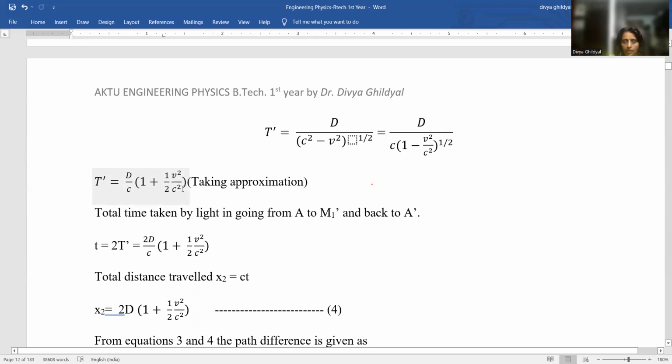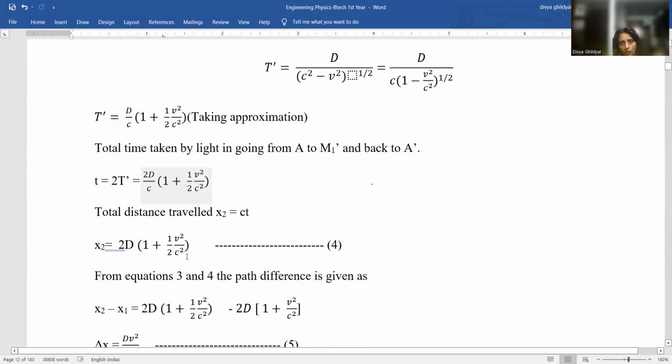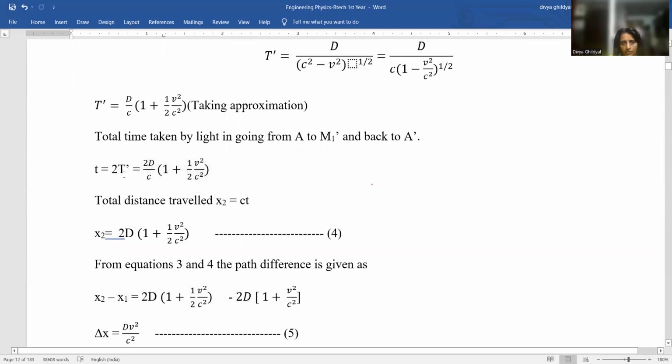square by C square. The binomial expansion, 1 plus x to the power of n is equal to 1 plus nx plus n into n minus 1 upon factorial 2 x square plus and so on. So we have neglected all the higher order terms. Total time in going and coming back becomes twice of D. Total distance traveled is x2 is equal to 2D into 1 plus half V square by C square.